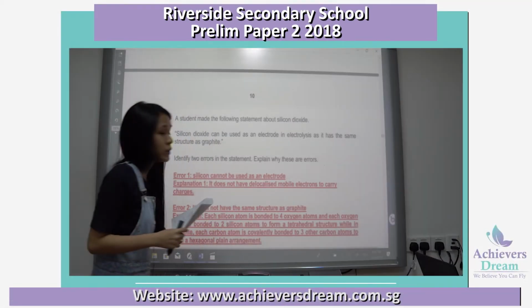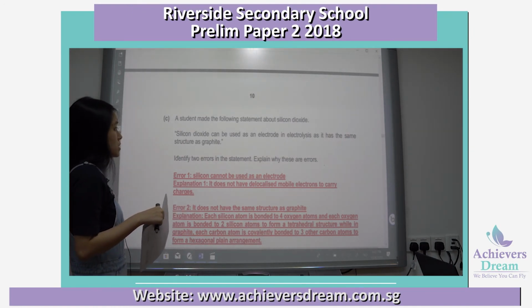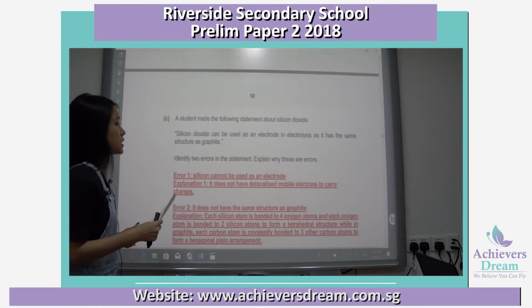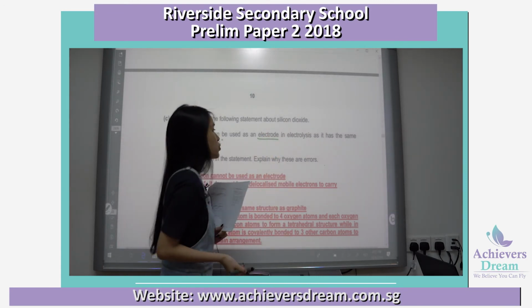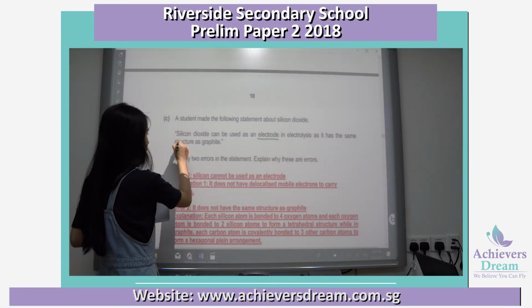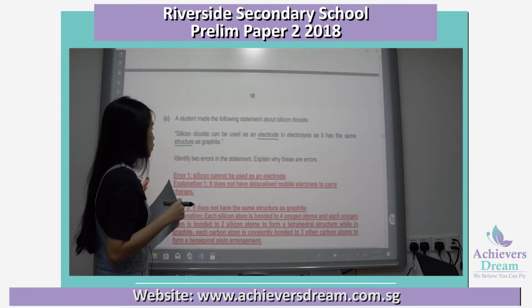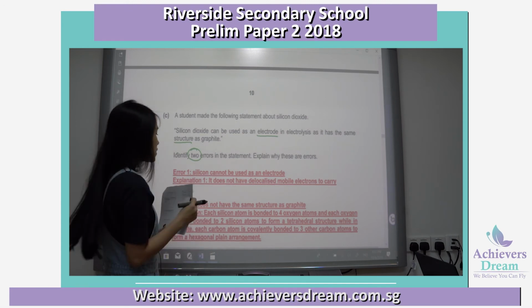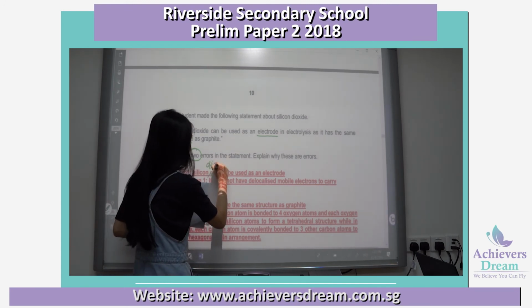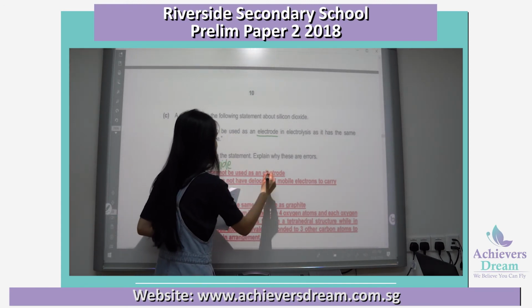So this is how it looks like here. Now let's take a look at part C. A student made the following statement about silicon dioxide: silicon dioxide can be used as an electrode in electrolysis as it has the same structure as graphite. Now, what are the two errors in the statement here? The very first thing, silicon dioxide cannot be used as an electrode.